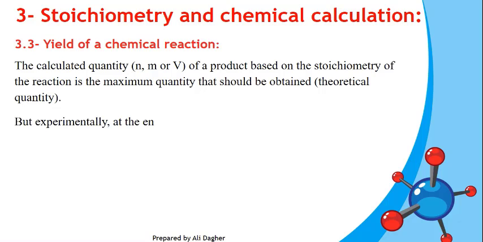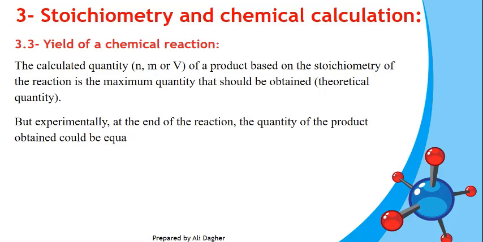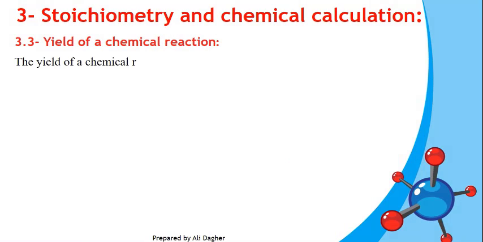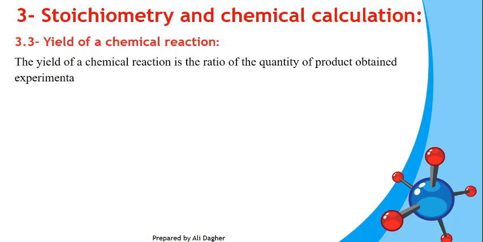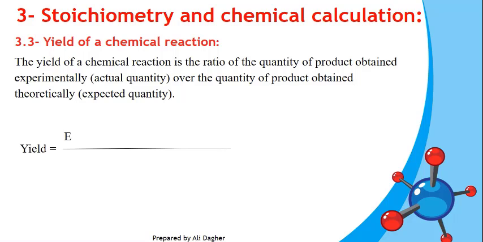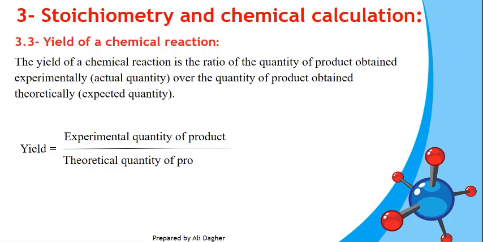But experimentally, at the end of the reaction, the quantity of the product obtained could be equal or less than the theoretical quantity. Therefore, the yield of a chemical reaction is the ratio of the quantity of product obtained experimentally, which is the actual quantity, over the quantity of product obtained theoretically, which is the expected quantity. The relation: yield equals experimental quantity of product over theoretical quantity of product.